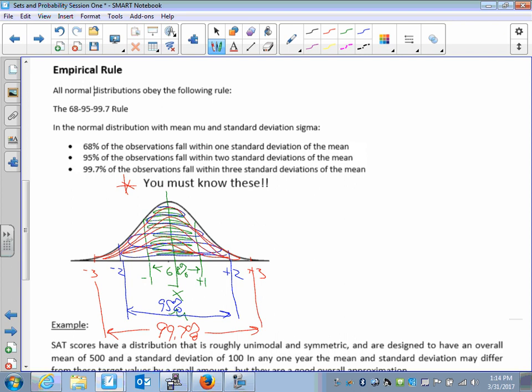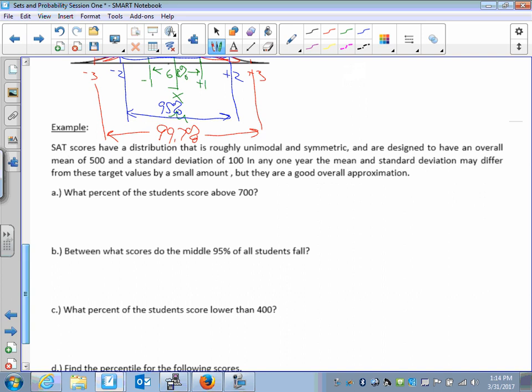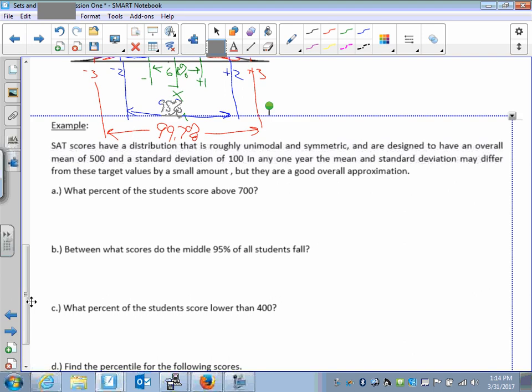Plus or minus 3 standard deviations, 99.7%. All right. Now, we've got an example. SAT scores have a distribution that is roughly unimodal and symmetric.